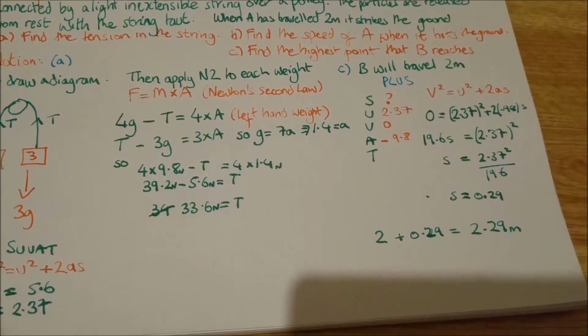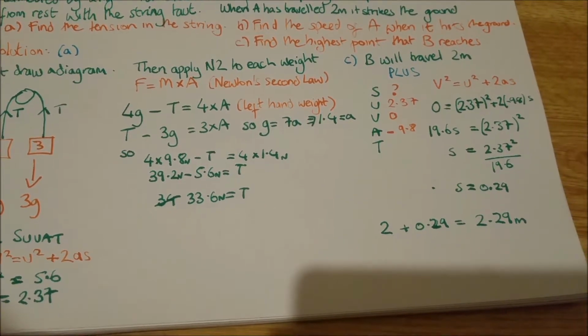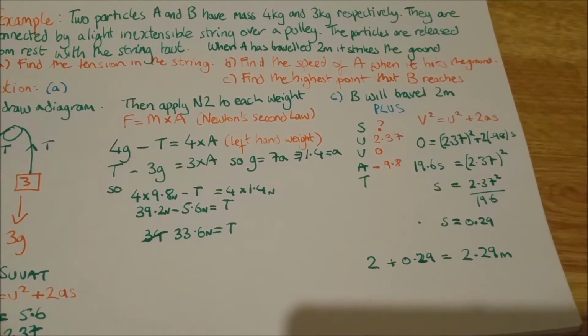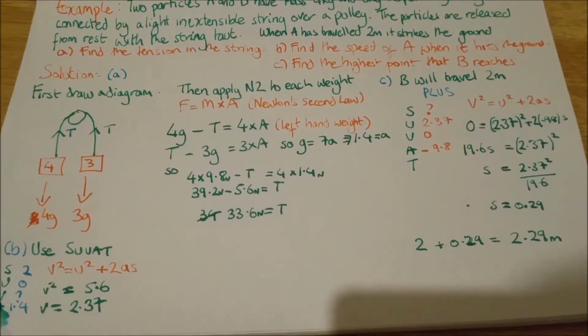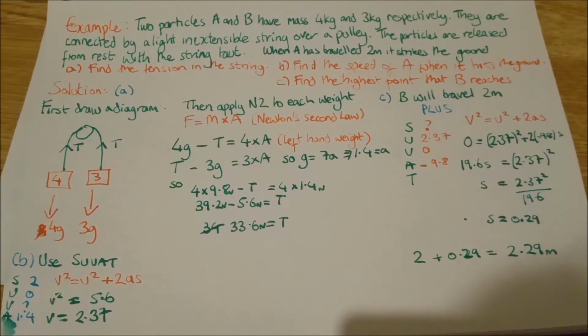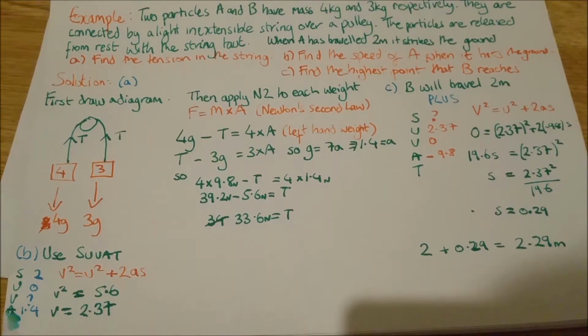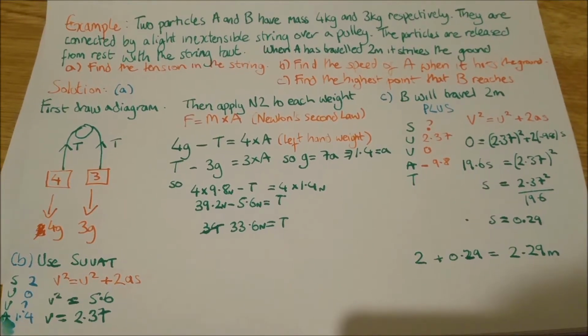You'd have 2 meters, it would keep going up for another 0.29 meters, and then it will start falling back down again. So the highest it'll ever be is 2.29. I hope that makes it reasonably clear. I'm going to try and get a big picture so you can see everything at once. As I said, I'm quite proud of this little script thingy. I hope that makes sense to you.